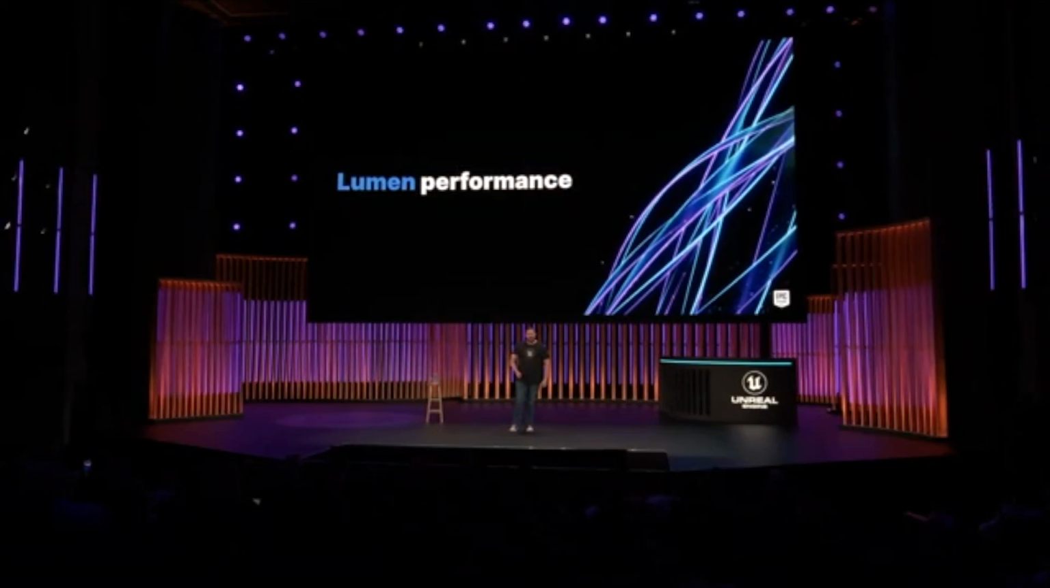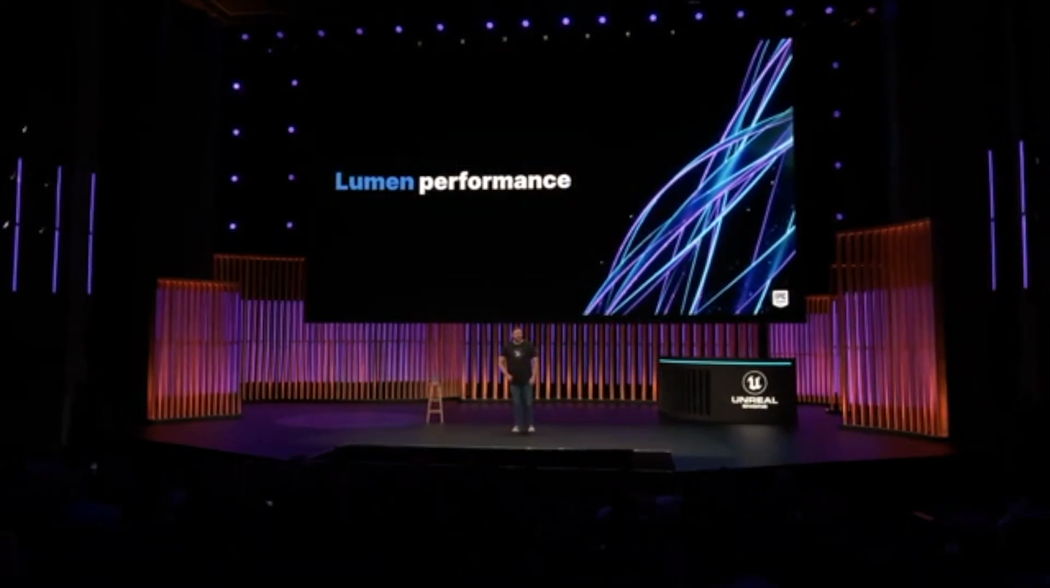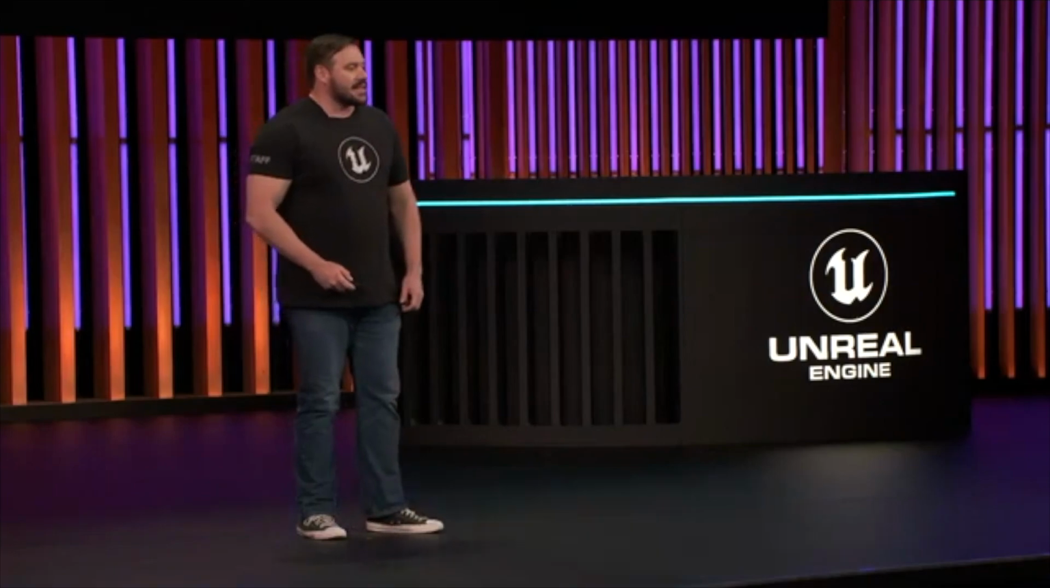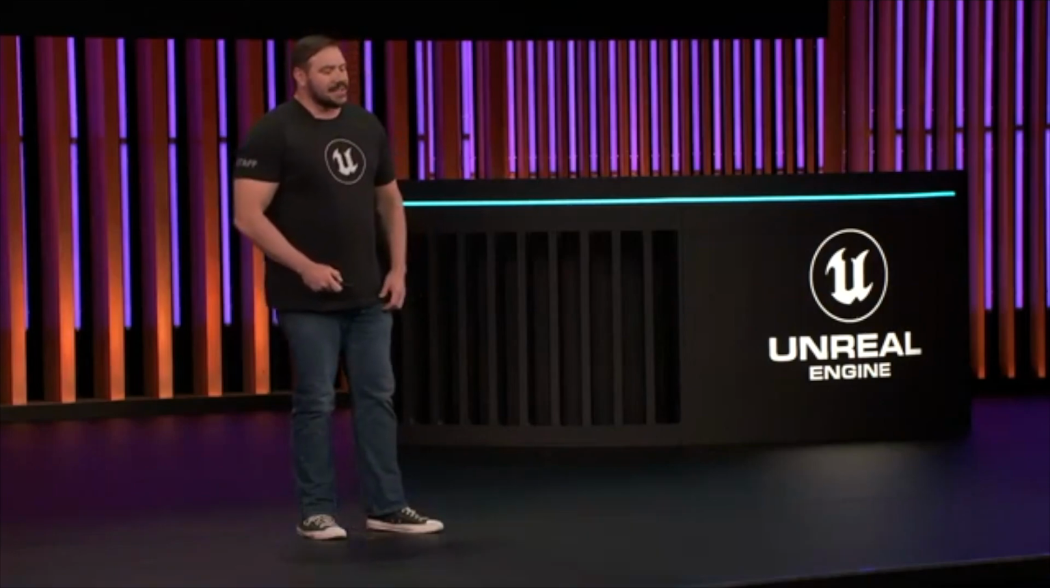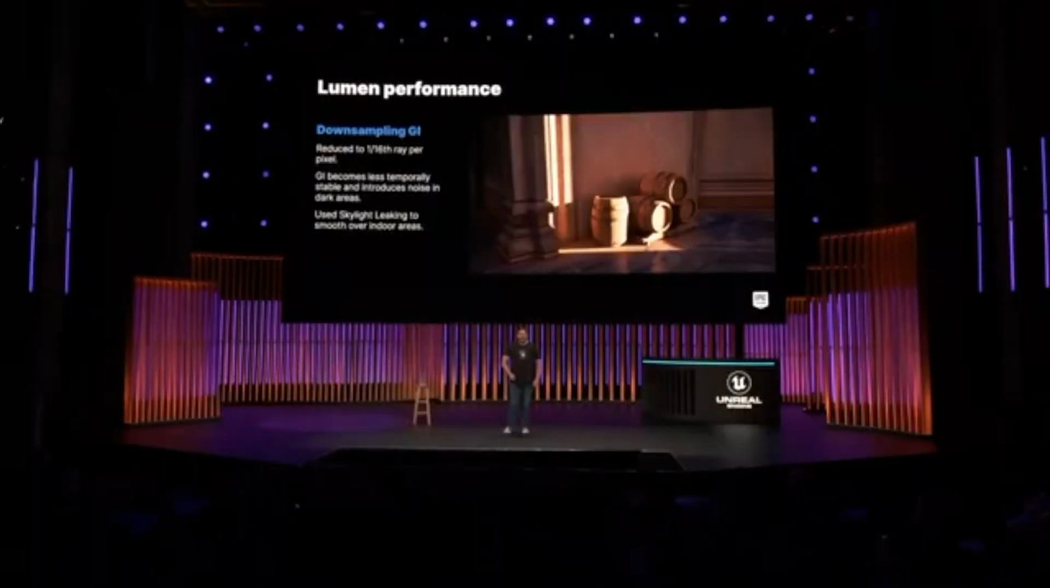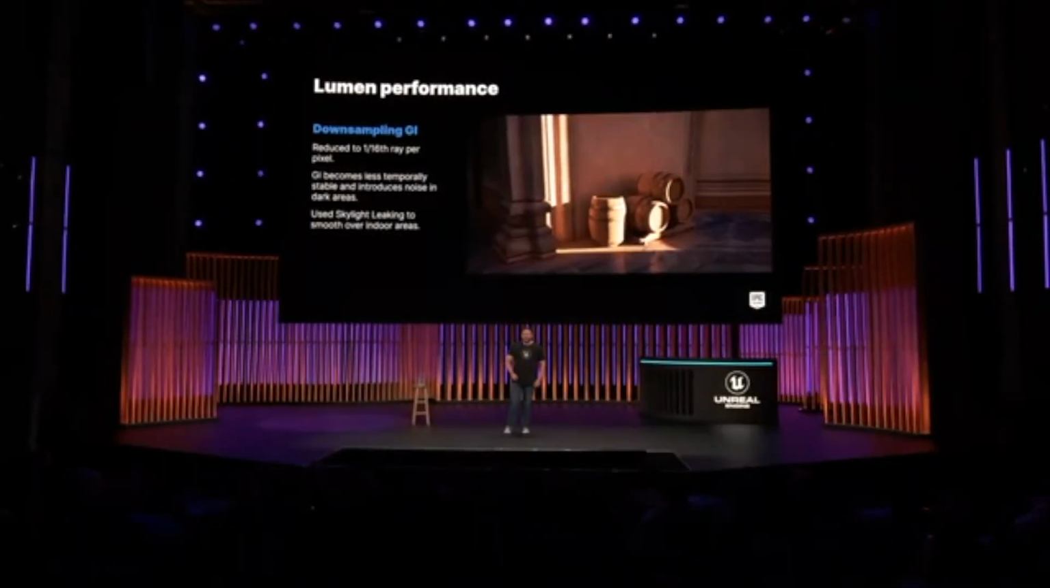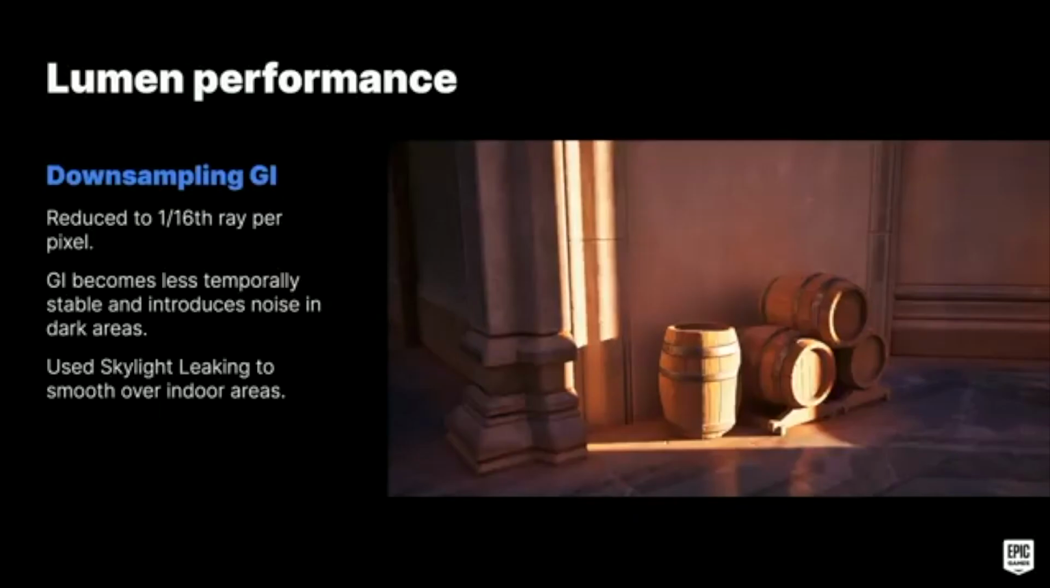Now let's talk a bit about what we had to do for performance to meet our 4 millisecond budget. As I mentioned before, Lumen scales quality down for 60 Hz by heavily downsampling, down to 1/16 of a ray per pixel. This tends to be less temporally stable and can introduce noise in darker areas. Paul showed us earlier how skylight leaking was added to help illuminate darker areas. This also served to help hide GI noise in dark indoor locations.